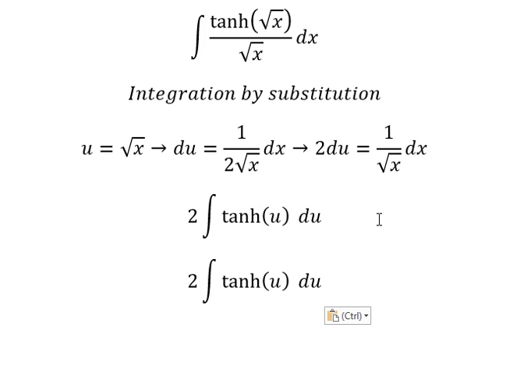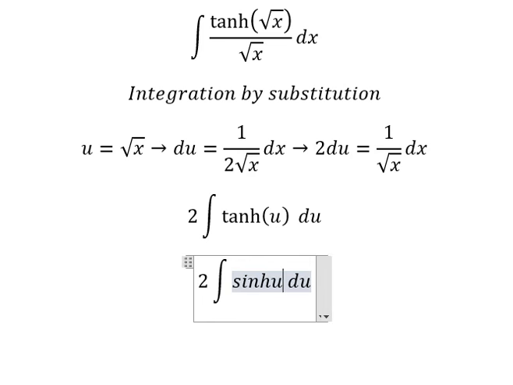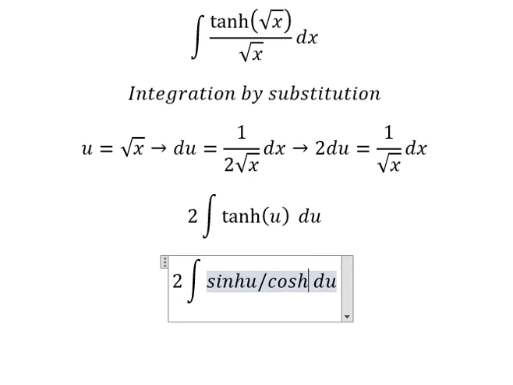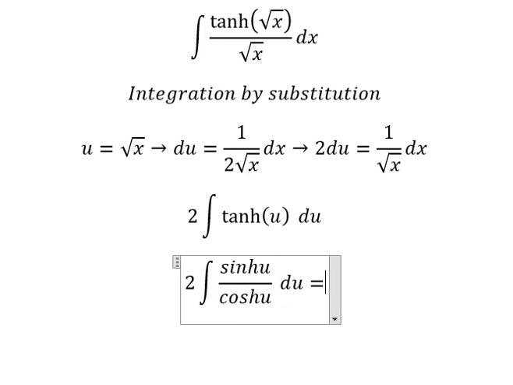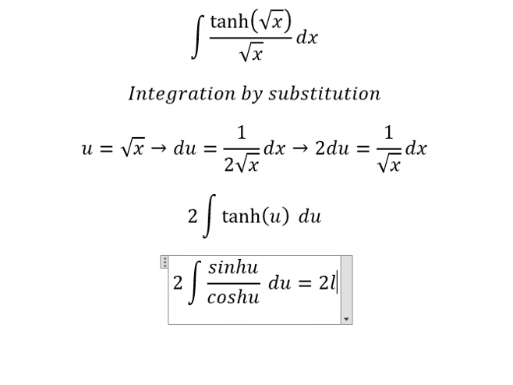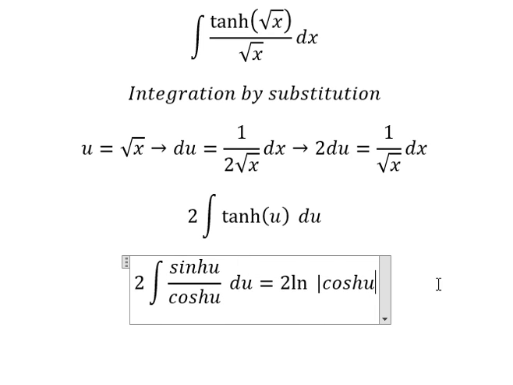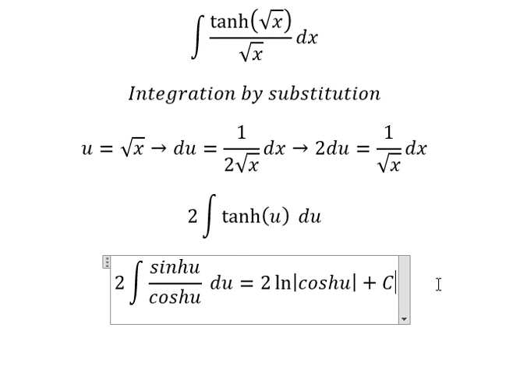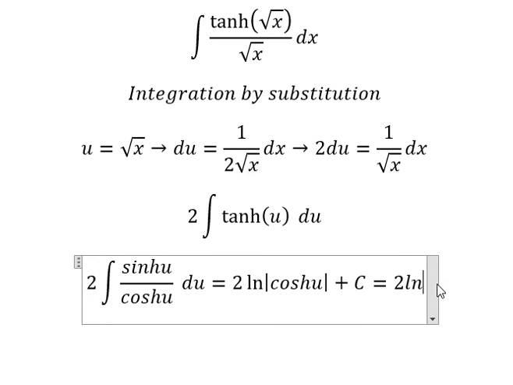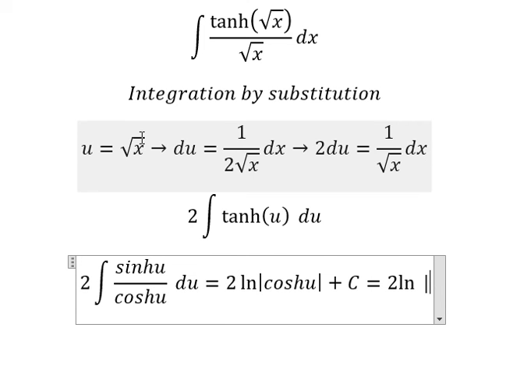Next, tan u is sin u over cos u. So the integration of this one, we have 2 ln of the absolute value of cos u, and I will put plus c. Here u is the square root of s.